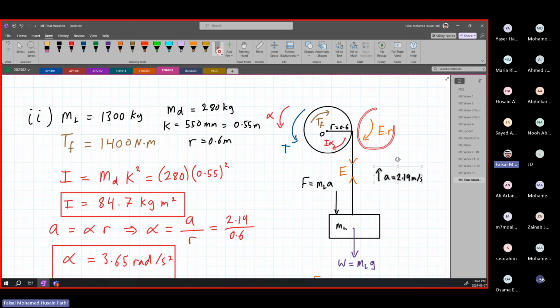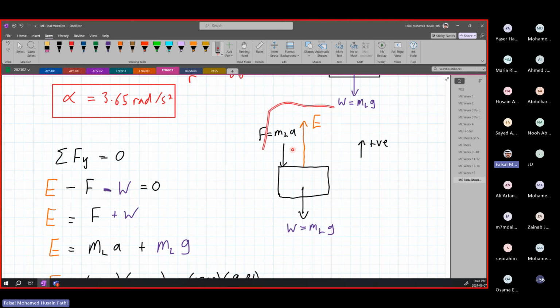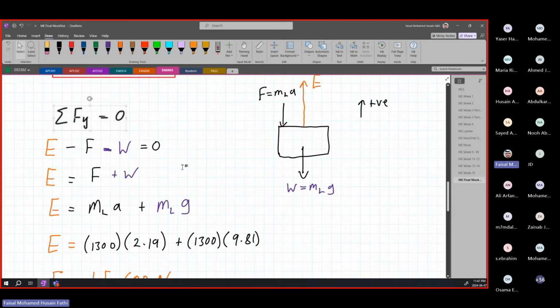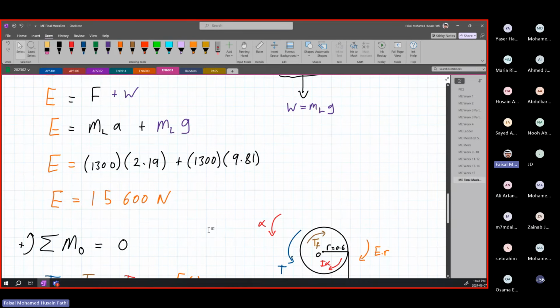Then we're also going to have a moment due to the tension over here, and that's also going to come into our equation when we are trying to find the torque. We find our E by looking at the bottom equation by itself. We have our m_L times a, and we can find that value, and we have our m_L times g, which is the weight, and we can find that value. Once we find these two values, we can just do our sigma Fy equation, and you'll find that E is going upwards and F and W are going in the opposite direction, so they're negative. Then we just plug in our values and find E.